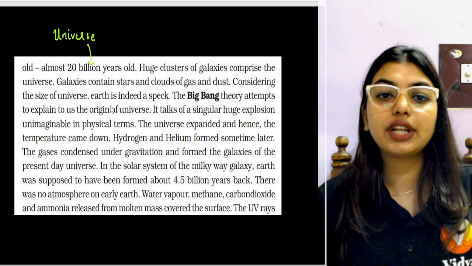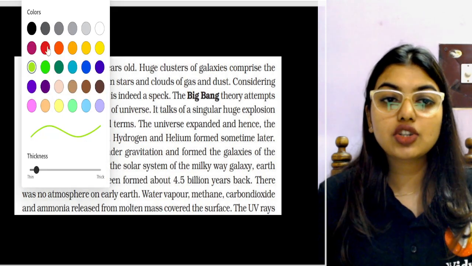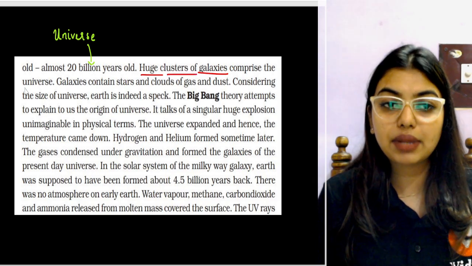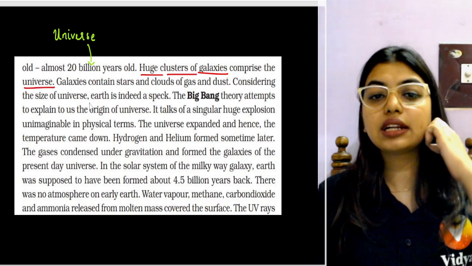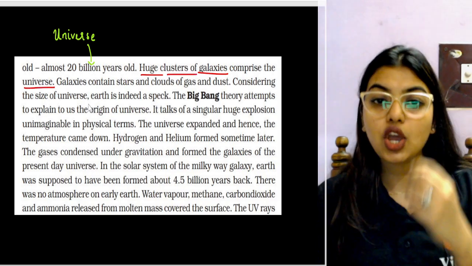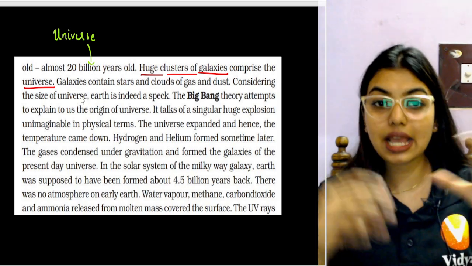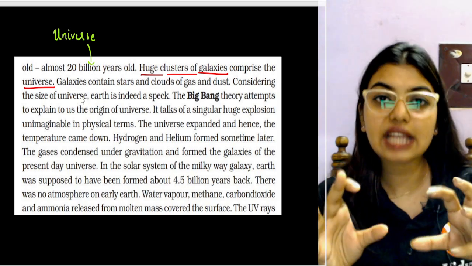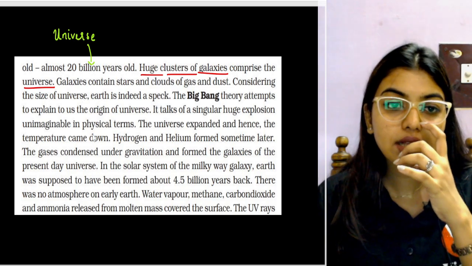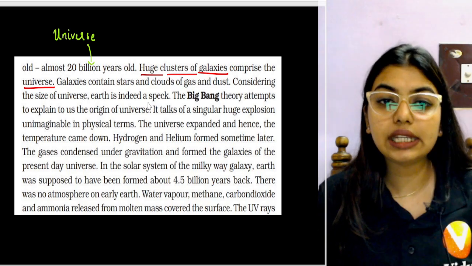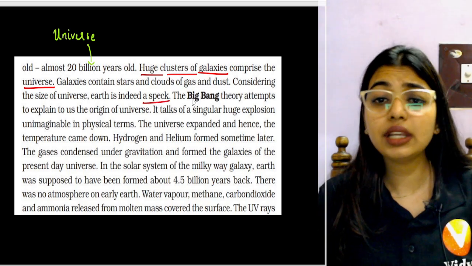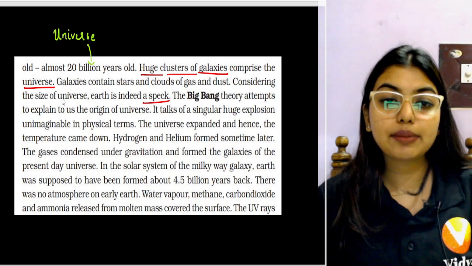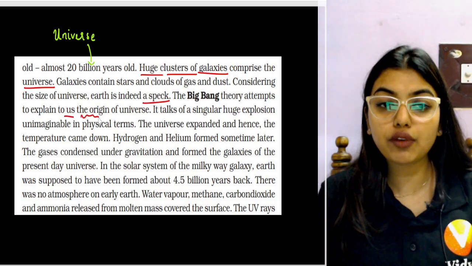So that is what they're telling here, that huge clusters of galaxies comprise the universe. Galaxies contain stars and clouds of gas and dust. So this galaxy that we are talking about has stars and clouds of gas and dust. Now considering the size of the universe, earth indeed is a speck. Now, how was the universe formed? The Big Bang theory attempts to explain the origin of the universe.